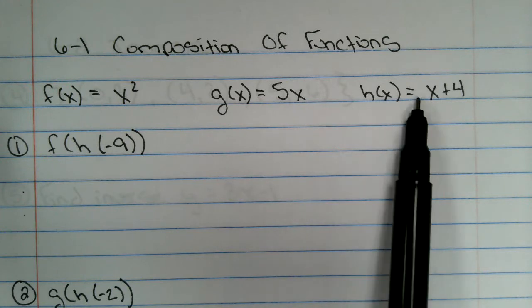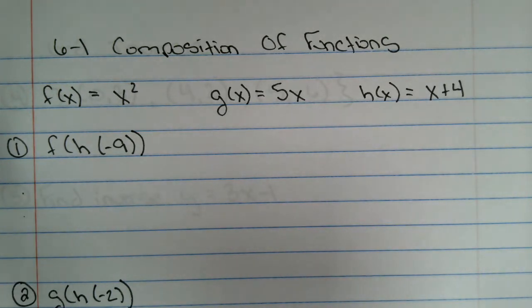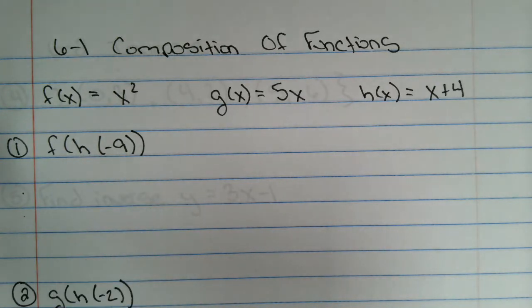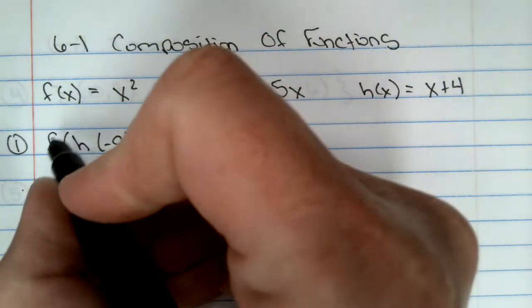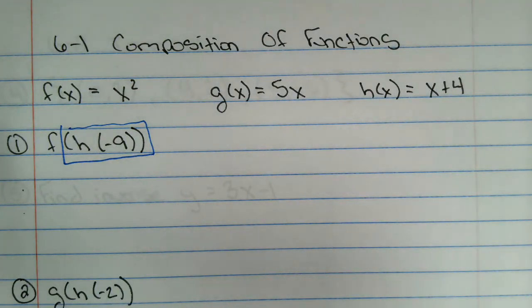Let's suppose that we have these three functions, f, g, and h. And the problem says find f of h of -9. How would you solve this? So we start at the inside and then we work our way out.